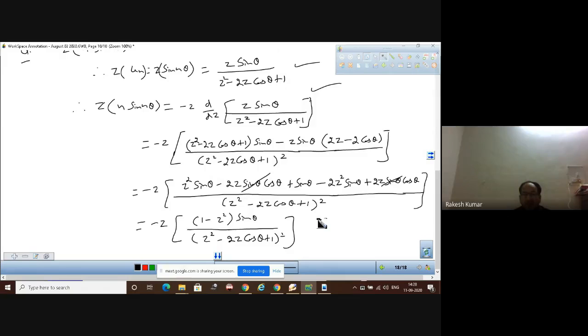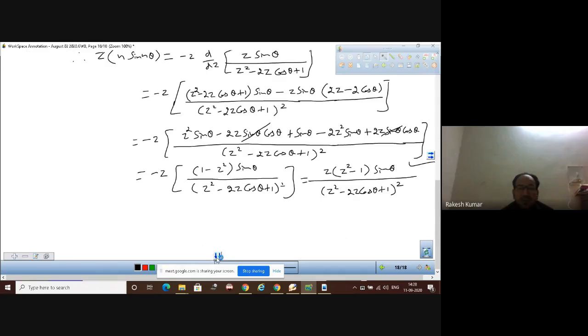Now, if we adjust the negative sign, that will be easier: z into z square minus 1 into sin theta, and the denominator will be z square minus 2z cos of theta plus 1 whole square. I think it is a solution. So this is the required Z transformation by multiplication with angles. So it is very important to do the question.